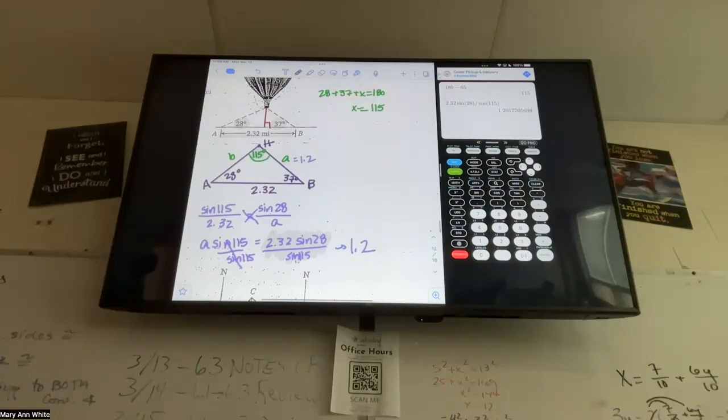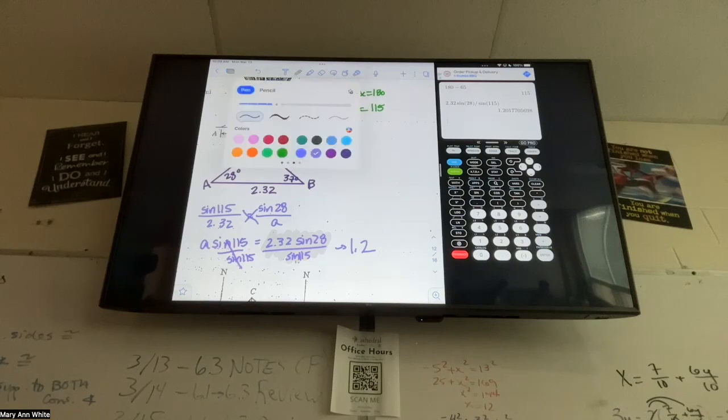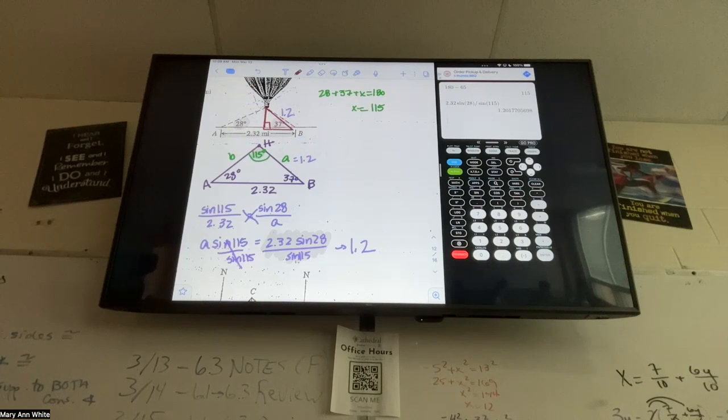Okay. Going back to the original picture, we just found this side right here, 1.2. So I want to consider just the triangle over here, just this red triangle. I'm essentially going to take that out and draw that over here. I know I've got my right angle. I know my hypotenuse is 1.2, and I know my angle of elevation is 37.